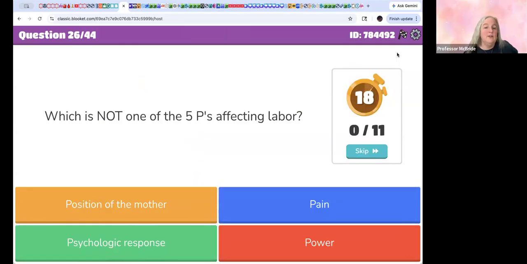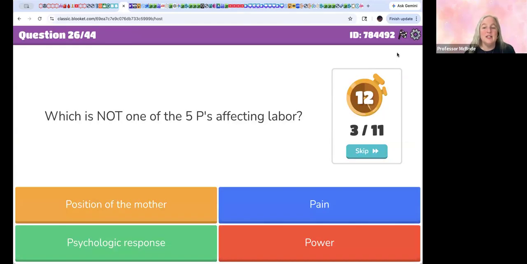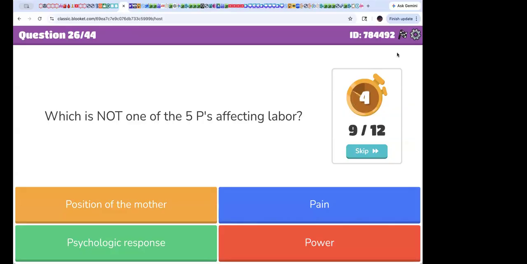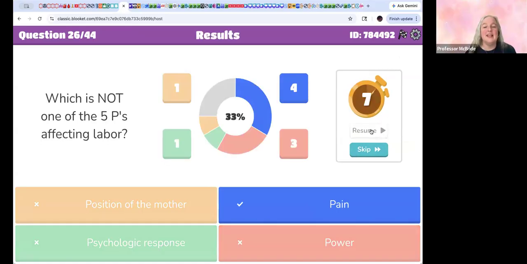Which is not one of the 5 P's affecting labor. I should have known this question was in here. Did you see the game tried to cut out again? I don't know why we're having problems with it today. Oh no. Not a 5 P. I just said it on the previous slide, but it's okay.